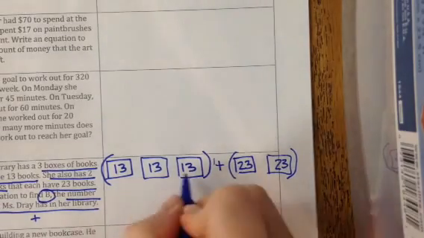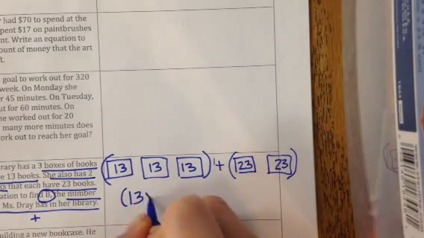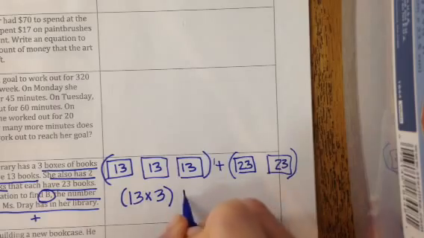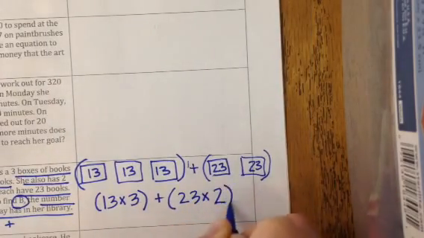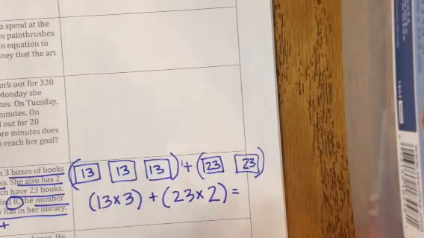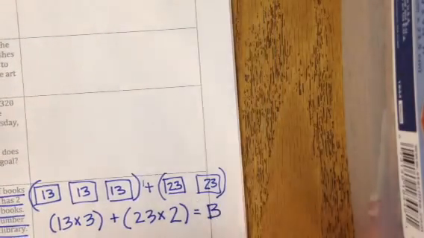All right, so now we see repeated addition. So multiply 13 times 3. And I see repeated addition as well. So multiply 23 times 2. And there you have B, your total books.